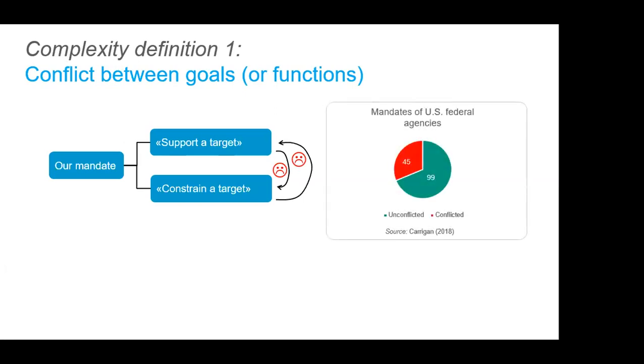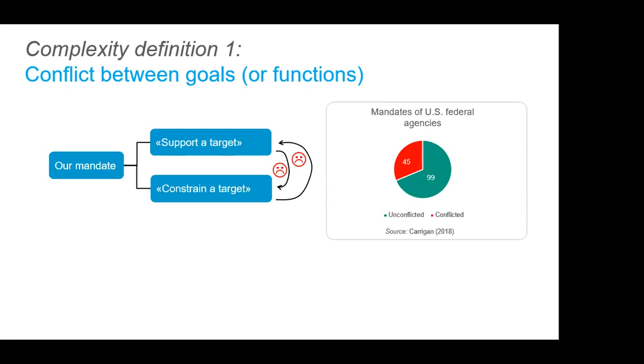In the research by Kerrigan of more than 200 federal agencies in the US, he shows that actually one third has a mandate which is conflicted, meaning that they support the same target that they constrain. He also shows with very systematic research that this leads to employee confusion, which in turn leads to lower performance, 20% lower evaluation scores of the programs that these agencies are responsible for delivering.